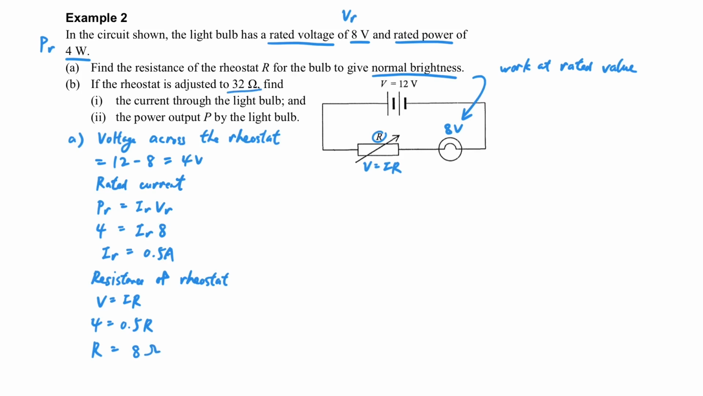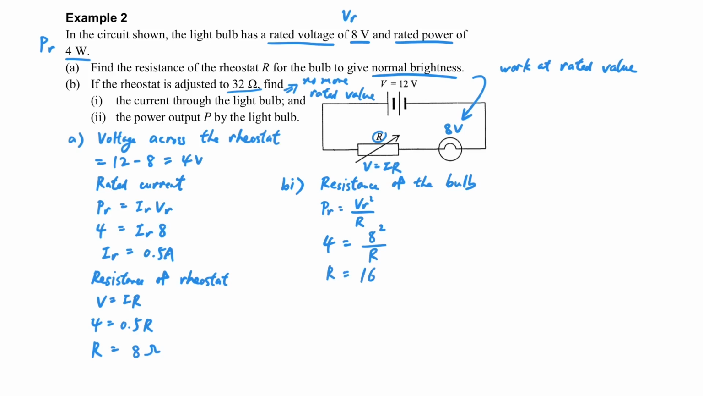Part B says that the rheostat is adjusted to a new value. So now you should know that the light bulb is not working in its normal situation anymore. In this case, we first have to find the resistance of the light bulb by using the rated value, similar to the previous example. So we can use P = V²/R to find its resistance. And the rest is similar to a common simple circuit question.